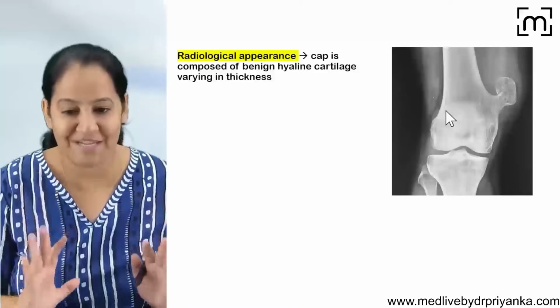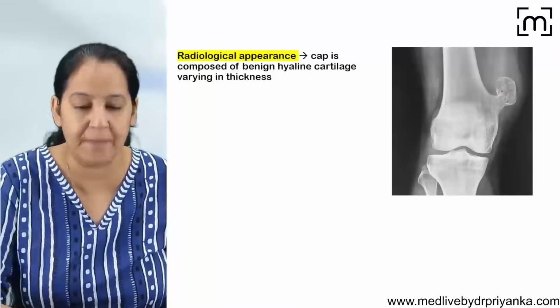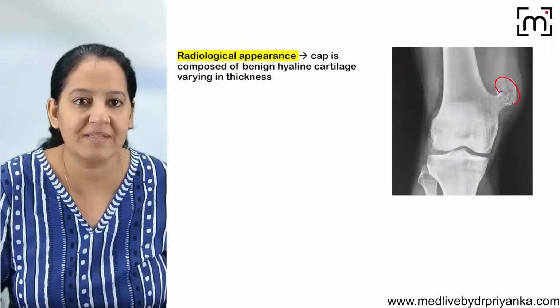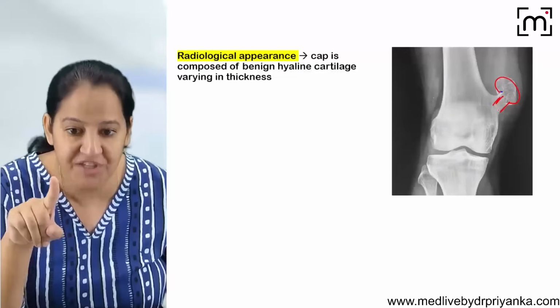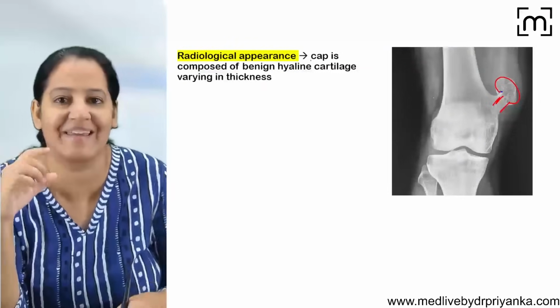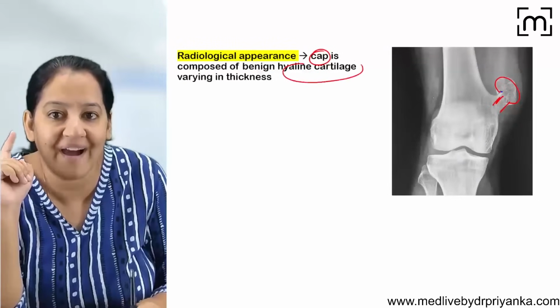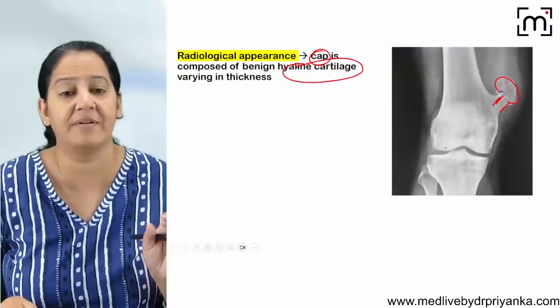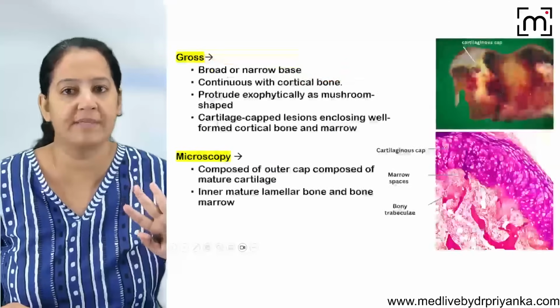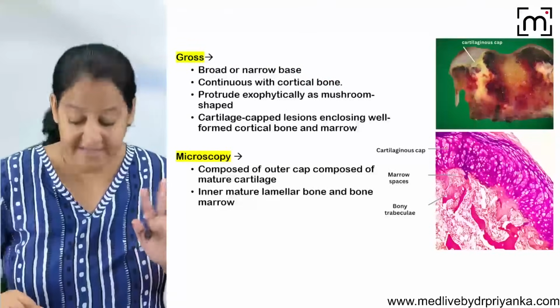Radiological appearance is very typical. It appears mushroom shaped, or you can see it like a cap. The tumor has a cap which is made up of cartilage. The cap is made up of hyaline cartilage and it varies in thickness. So that is the typical radiological appearance. It's like a protuberance. That is radiology.